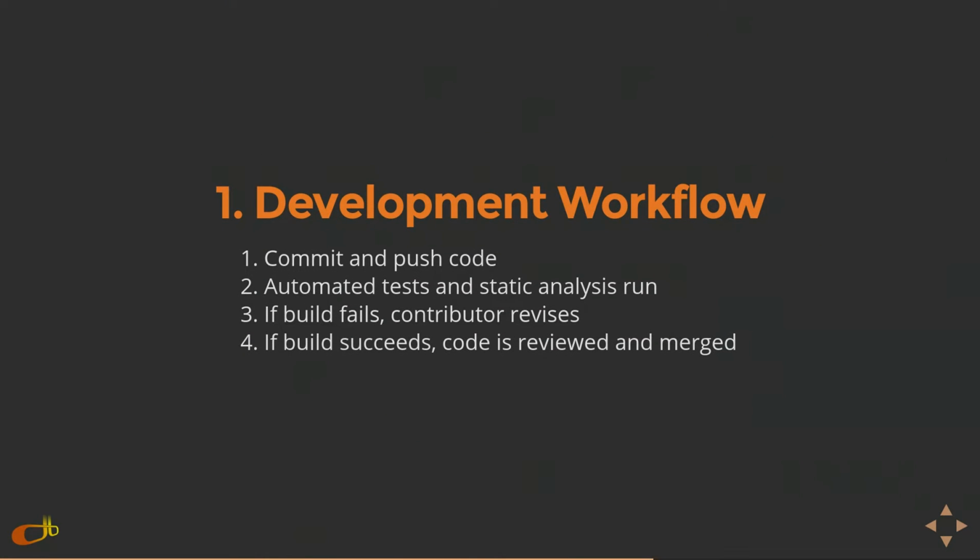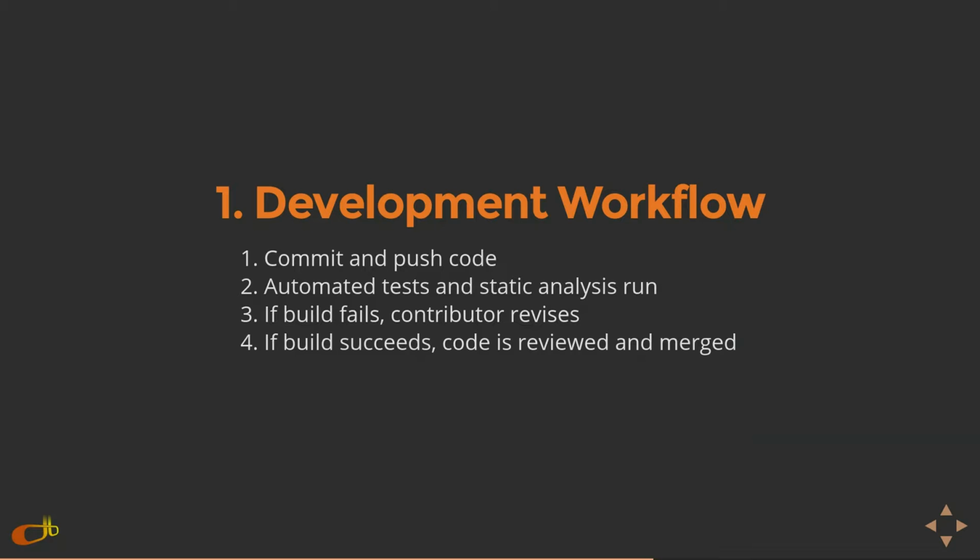So, development workflow. Basically what this looks like is I'm a developer, I commit and push my code. That code goes up to GitHub or wherever my repository is. An automated process gets kicked off. The tests run. In addition to your automated tests, static analysis runs. Then there's some kind of feedback. Maybe you have this tied into HipChat or Slack or an email, and I get a notification as the committer that the build has failed. And this is an indication that I need to revise my code. If it succeeds, it passes on to code review and it's merged.